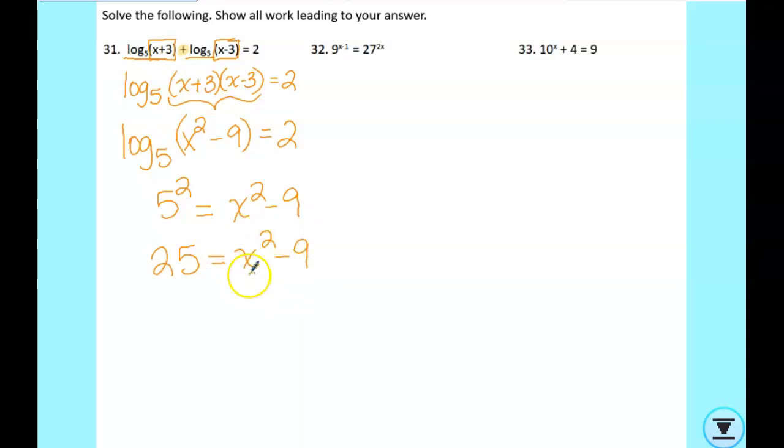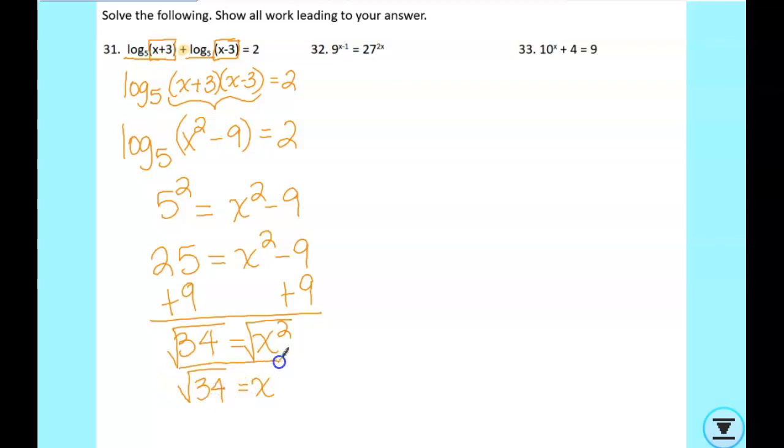So to get x squared by itself, we're going to add 9 to both sides. So x squared is equal to 34. To undo squaring, you have to do the square root, and so x would be equal to the square root of 34.